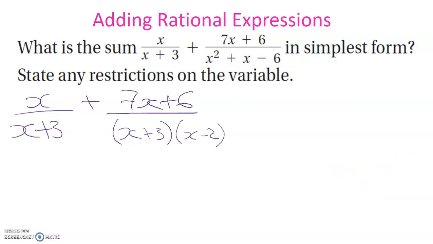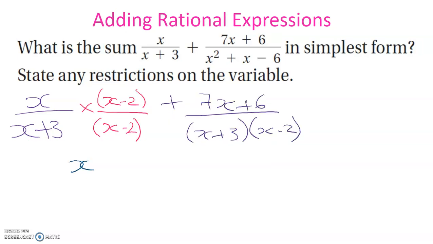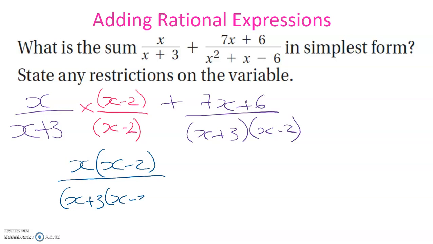Now if I have a look at the left-hand side term, it has x plus 3 in the denominator, same on the right, but it doesn't have this x minus 2. So I'm going to have to multiply this entire term by x minus 2 over x minus 2. So that's just going to give me x times x minus 2 all over x plus 3, x minus 2.